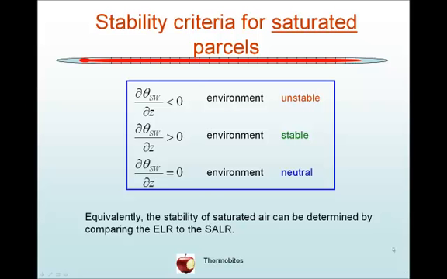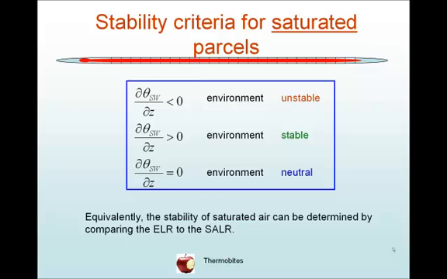In this video, we're going to consider the stability criteria for saturated parcels of air. This can be expressed in terms of the lapse rate of the pseudo-wet bulb potential temperature. When d theta SW dz is less than 0, the environment is unstable. When d theta SW dz is greater than 0, the environment is stable. And when d theta SW dz is equal to 0, then the environment is neutral.